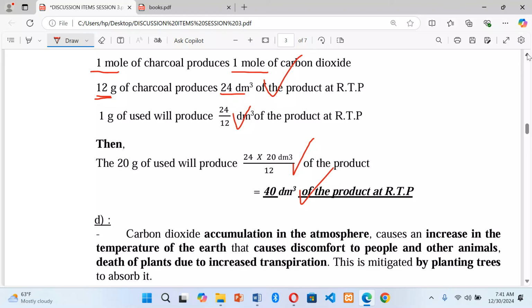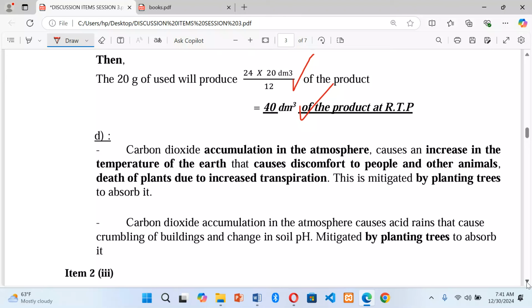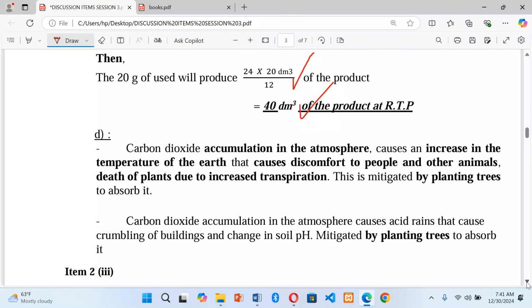And finally, look at part D. Part D was asking the impact of the product. Impact of the product, they want us to talk about the danger, its effect, and its mitigation. We summarize it as DEM. So DEM, we're looking at danger, and then we are looking at effect and its mitigation.